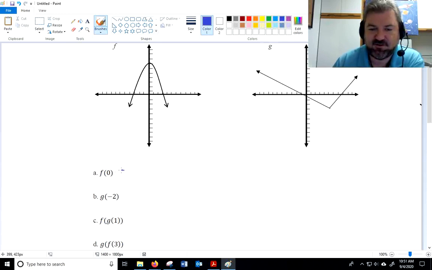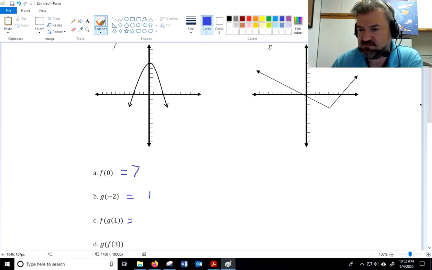Okay, f of 0 is 1, 2, 3, 4, 5, 6, about 7. G of negative 2 is about 1. What is g of f of g of 1? Well, g of 1 is, I guess, negative 1, right? So this is f of negative 1. And f of negative 1 looks like 6.